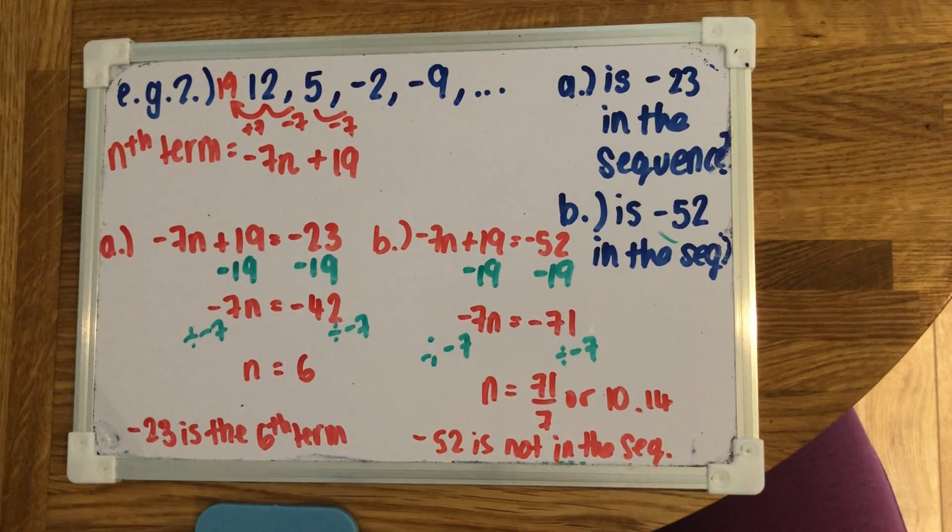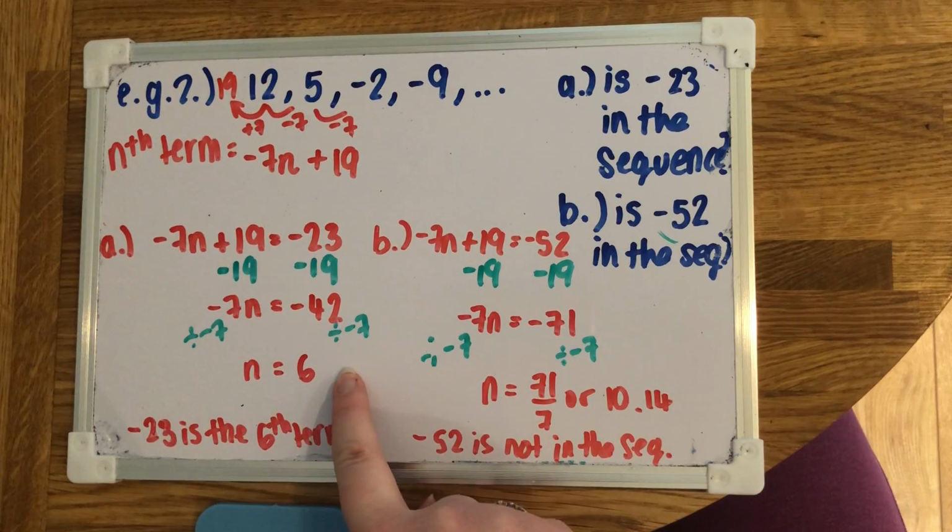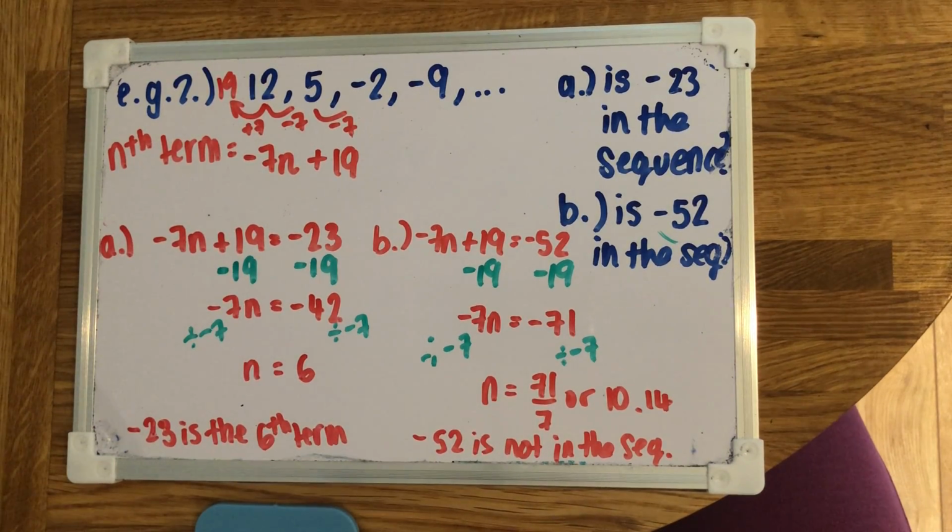It's not too bad as long as you do the same method every single time. So nth term equals the number that you're trying to work out is in the sequence or not. Solve it, and if it's a whole number, then it is, and it will tell you which one it is. So because it's equal to 6, it's the 6th term in the sequence. If it doesn't equal a whole number, it equals a decimal instead, then it definitely is not in the sequence.